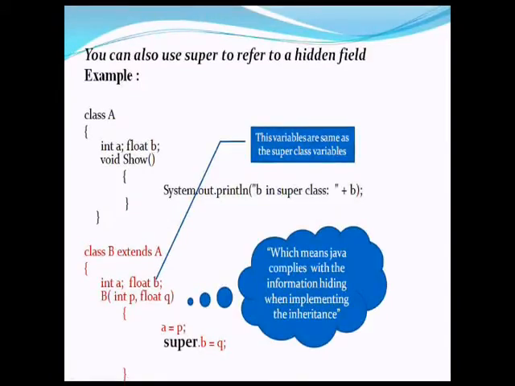Which means that Java complies with information hiding when implementing the inheritance. Here, members can either be an instance variable or a method. This form of super is most useful to handle situations where the local members of a subclass hide the members of a superclass having the same name. The following example clarifies all confusions.